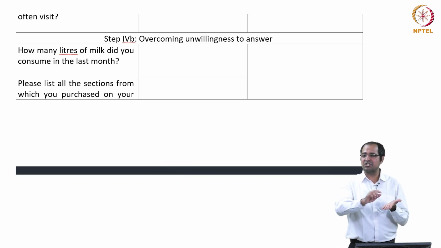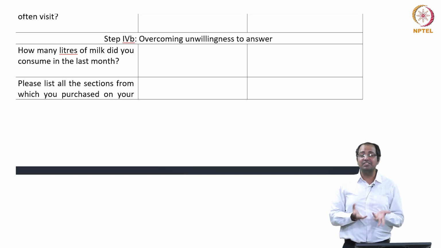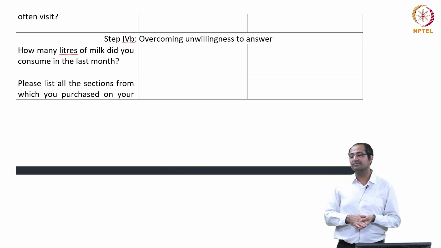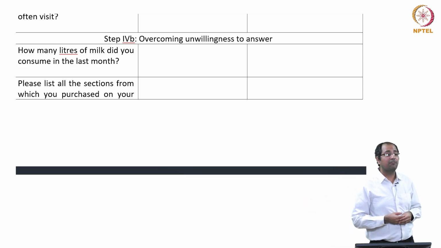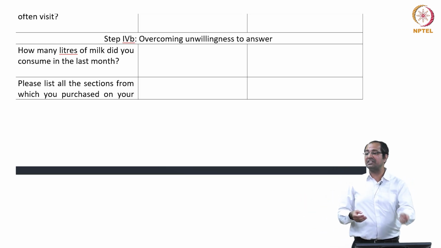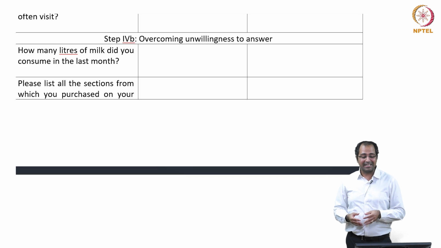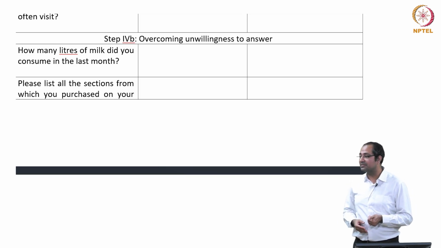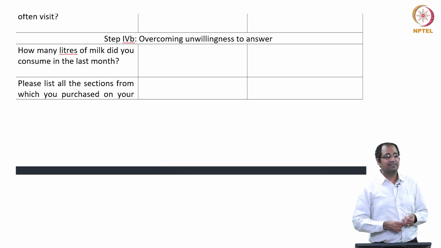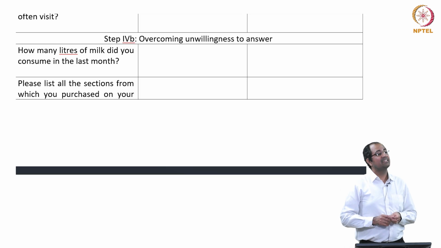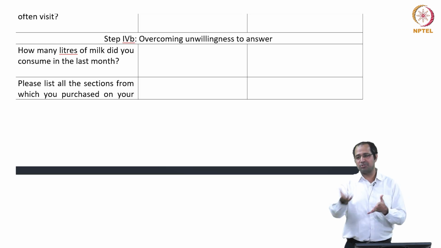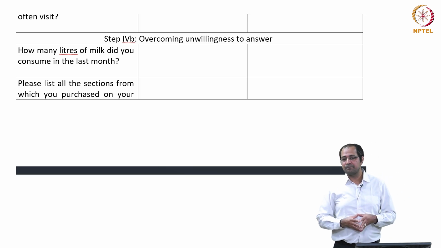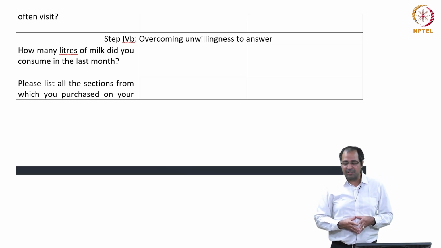Or a survey on relationship status. How does it concern you? How can you overcome this unwillingness to answer questions? Let's look at the first question. How many liters of milk did you consume in the last month? They will also not be able to remember, but here we are looking at another issue, unwillingness to answer.